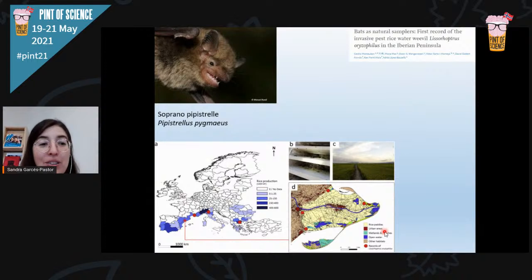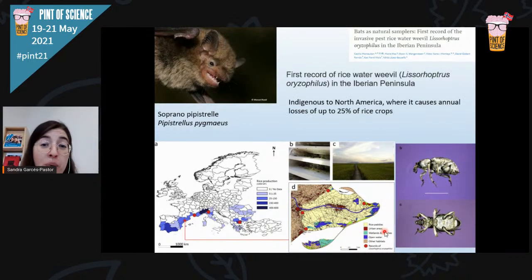And finally, I'm going to talk about the soprano pipistrelle, a bat that lives also in Catalonia, in the Iberian Peninsula. They wanted to know what these animals were feeding on in a region where there are a lot of rice crops. And what they found in the feces of this bat was the first record of the rice water weevil. This insect is a pest that comes from North America and arrived in Europe via Greece, then Italy, then France, and eventually it had to arrive in Catalonia and the Iberian Peninsula.